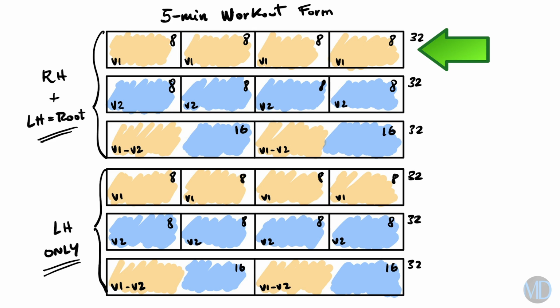So here's the workout's form. 4 times both hands voicing 1, 32 bars. 4 times both hands voicing 2, another 32 bars. And then 2 times with both hands voicing 1 followed by voicing 2, 32 bars. And then we repeat the entire form only with the left hand. 4 times left hand voicing 1. And then 4 times left hand voicing 2. 2 times left hand voicing 1 followed by voicing 2.